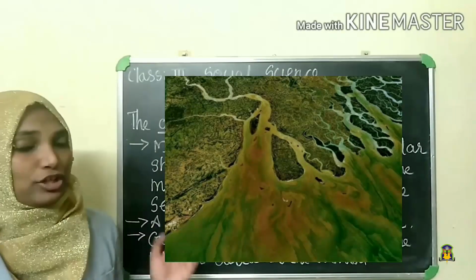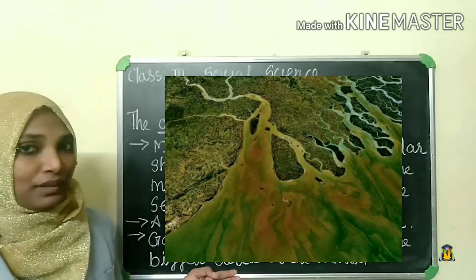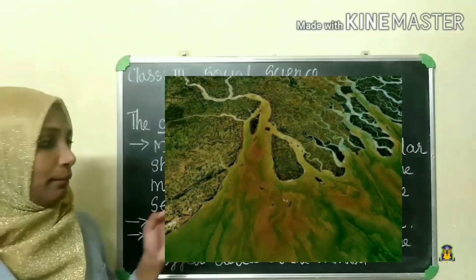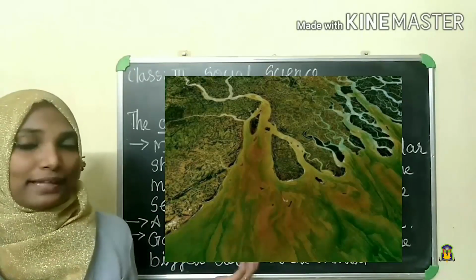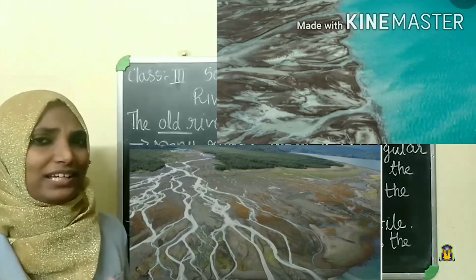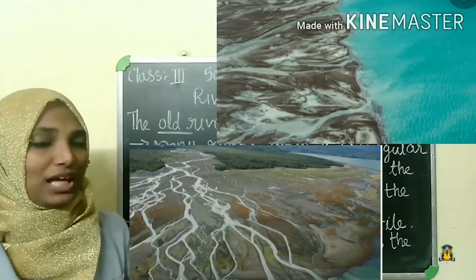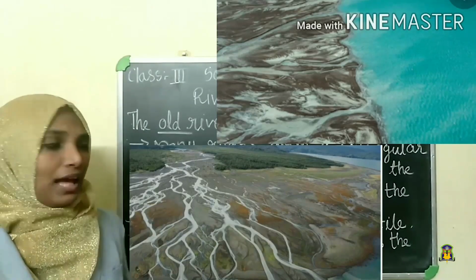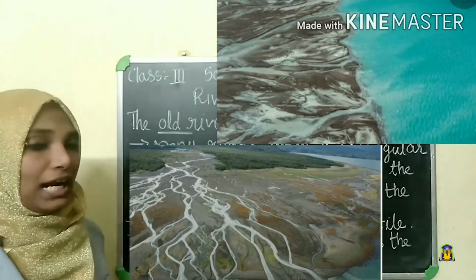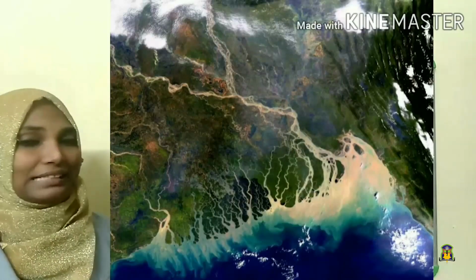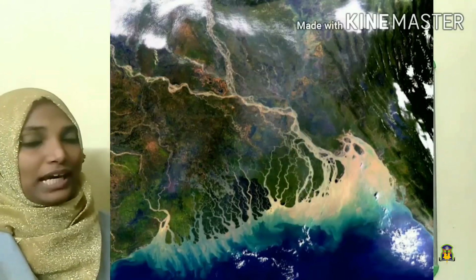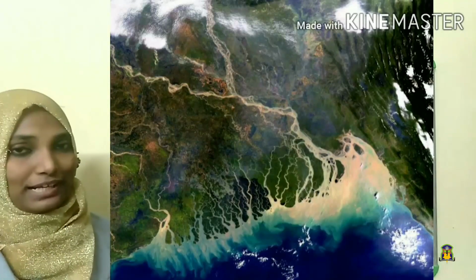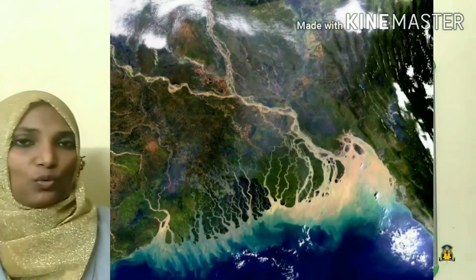Many rivers form a triangular shaped area called a delta at the mouth before they join the sea. The delta region is very fertile. What is the speciality of the delta region? The delta region is very fertile. And the Ganga and Brahmaputra delta is the biggest delta in the world.